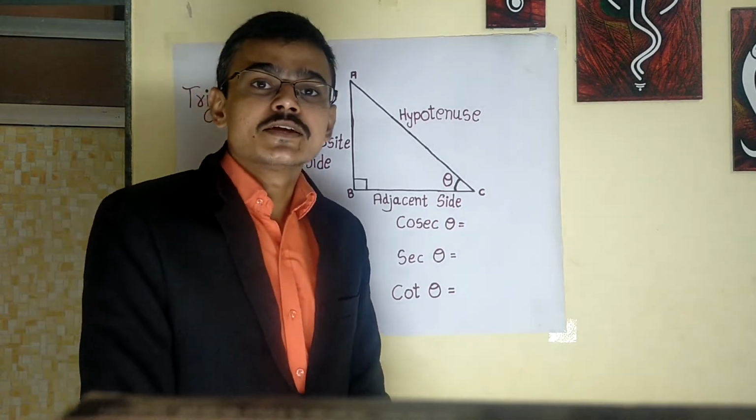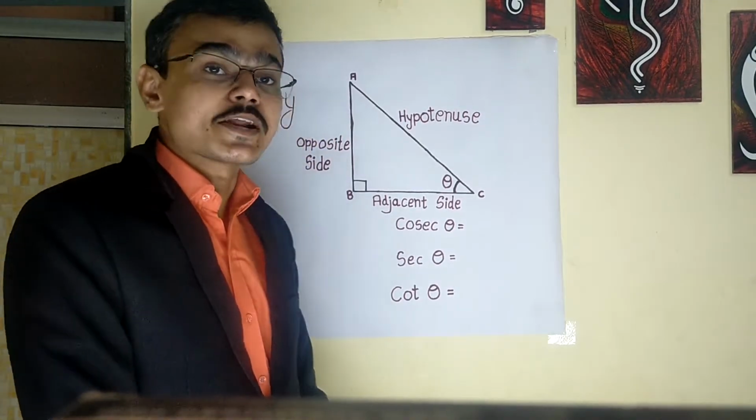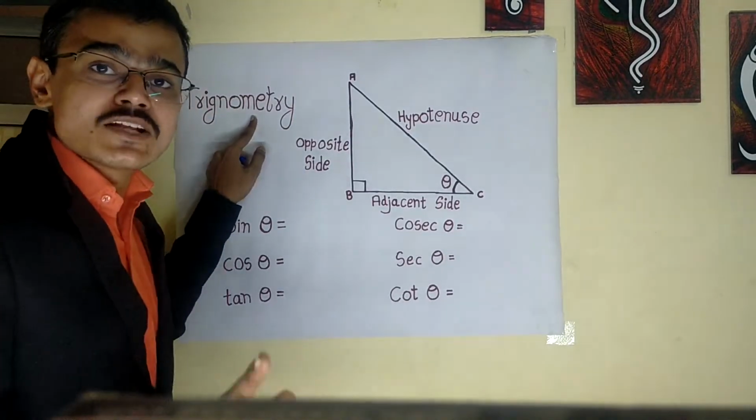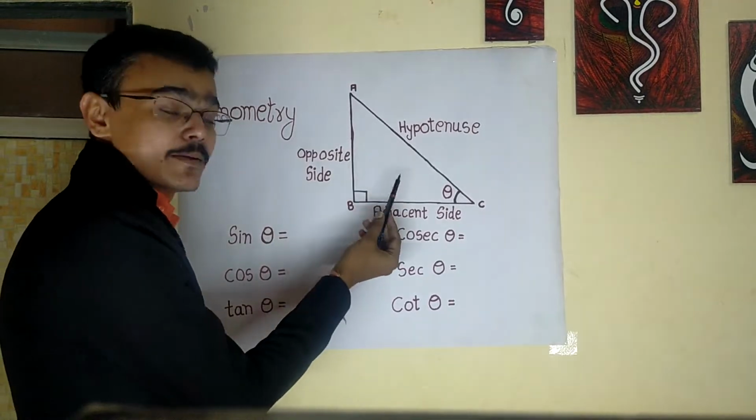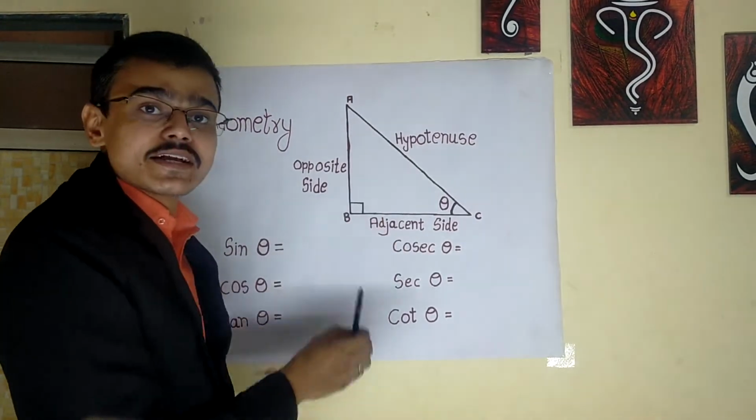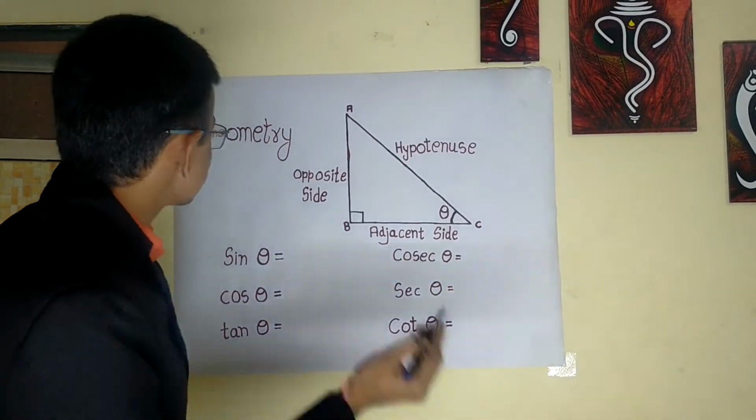Good morning guys. Today we are going to learn the chapter trigonometry. Trigonometry is a branch of geometry which deals with the angles, sides and the ratio of them in a right angle triangle. Okay, now let's start with trigonometry.